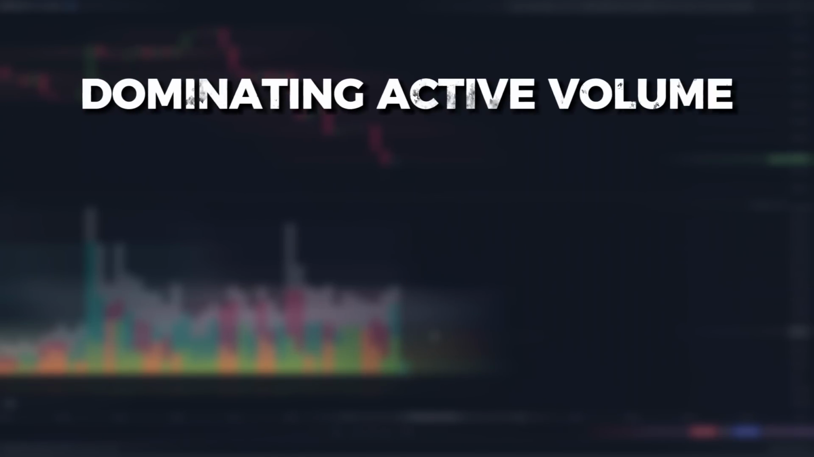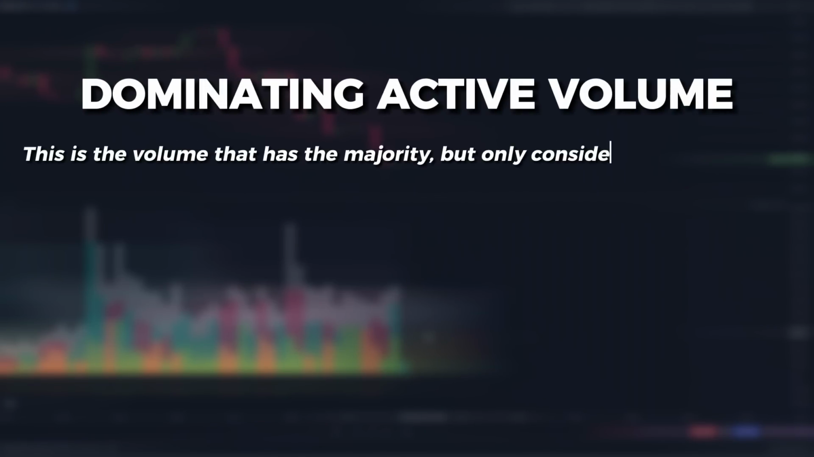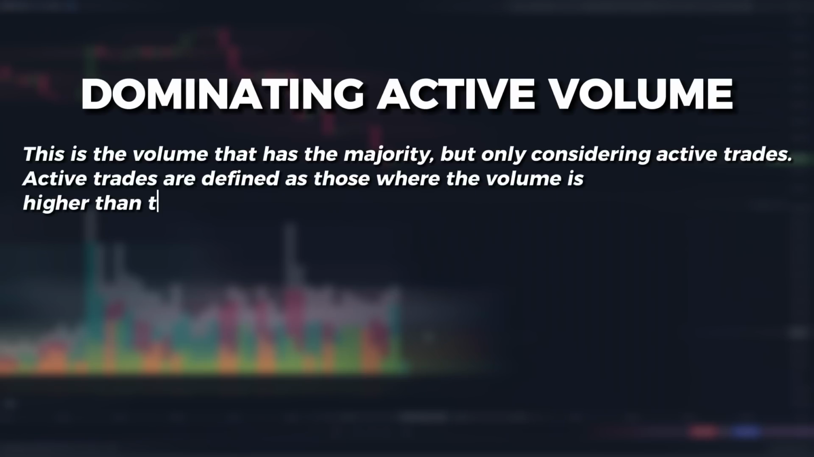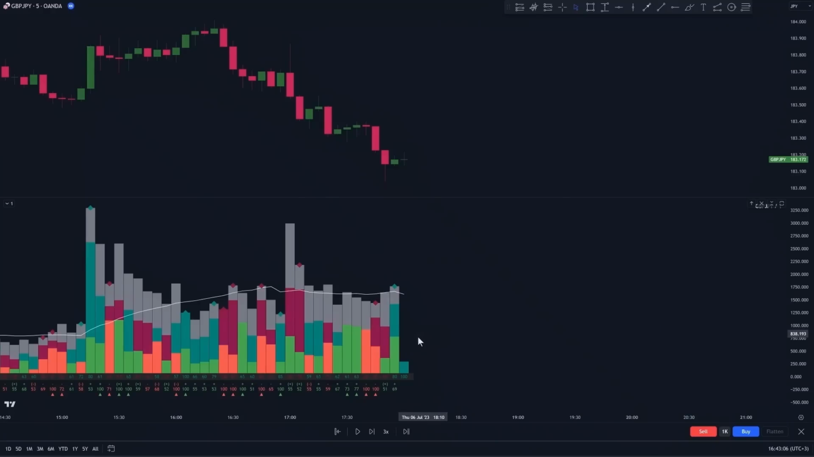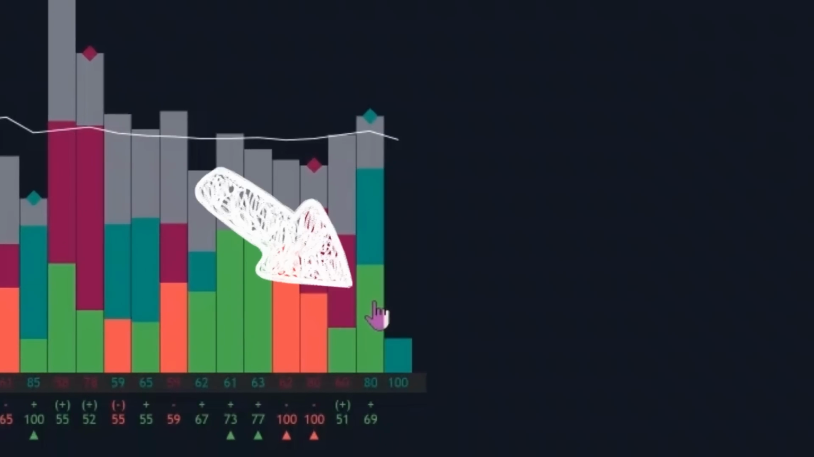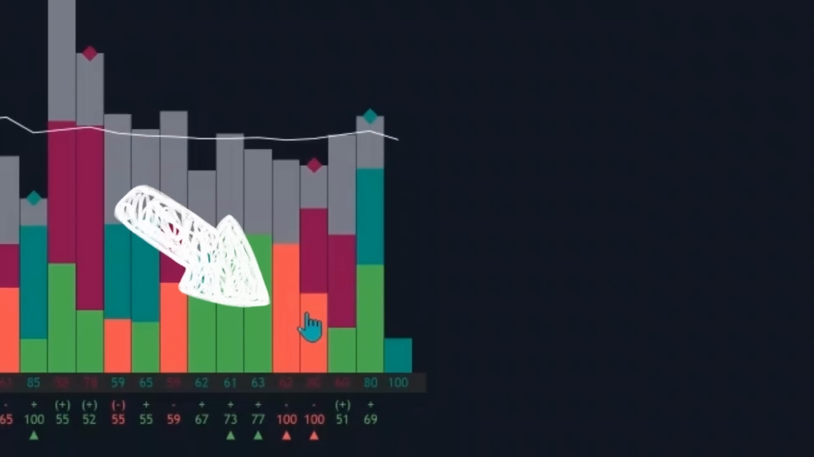Then we have dominating active volume. This is the volume that has the majority but only considering active trades. Active trades are defined as those where the volume is higher than the previous bar's volume. These are represented by a light green node for buy volume and a light red node for sell volume.